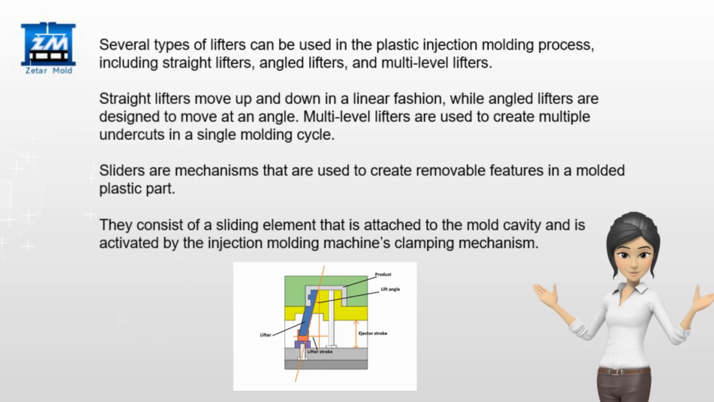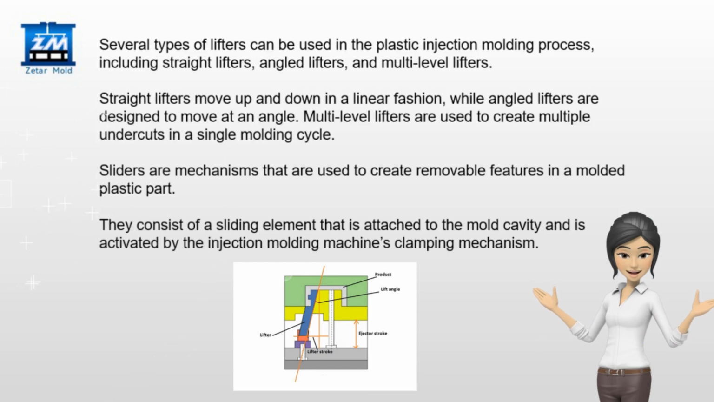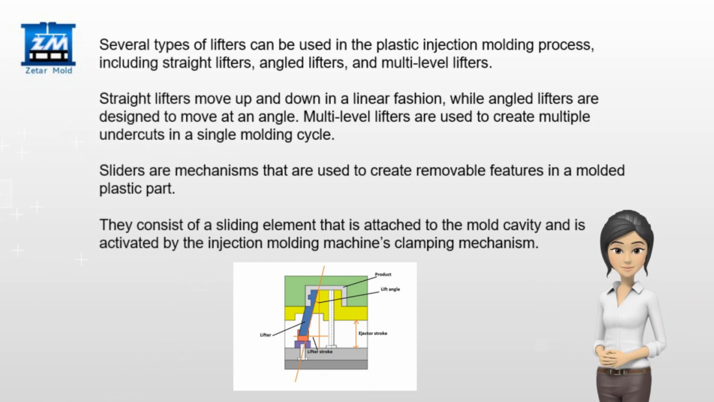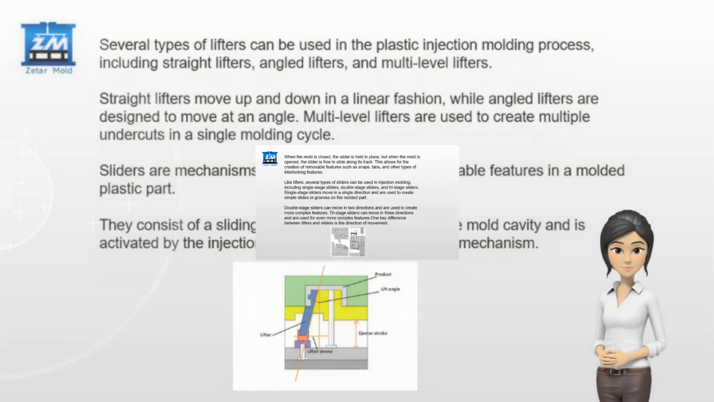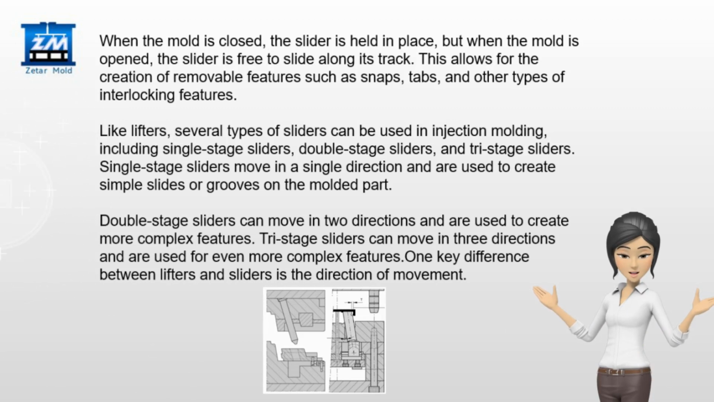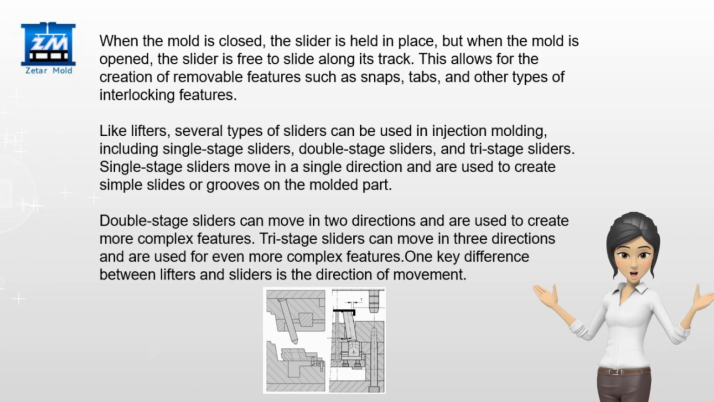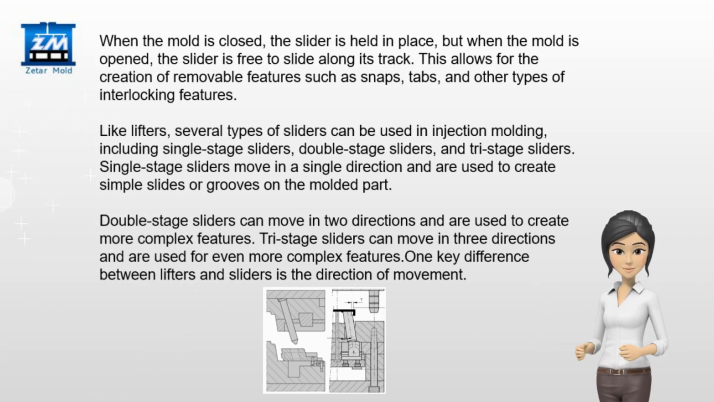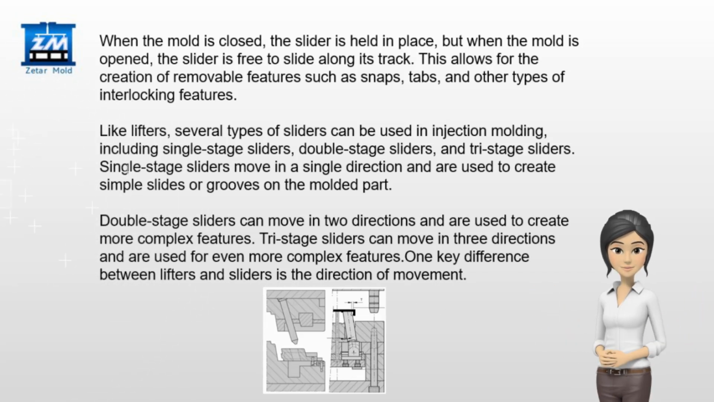Sliders are mechanisms that are used to create removable features in a molded plastic part. They consist of a sliding element that is attached to the mold cavity and is activated by the injection molding machine's clamping mechanism. When the mold is closed, the slider is held in place. But when the mold is opened, the slider is free to slide along its track. This allows for the creation of removable features such as snaps, tabs, and other types of interlocking features.